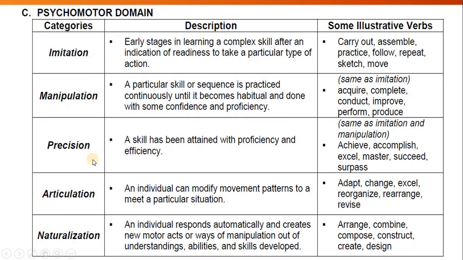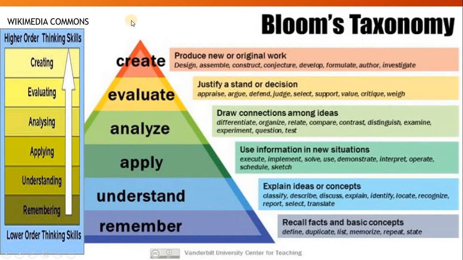Psychomotor domain. So these are your categories: imitation, manipulation, precision, articulation, and naturalization. These are some illustrative verbs that you could use. These are all measurable, and these are the descriptions. This one is the revised Bloom's taxonomy. Ito na yung ginagamit natin ngayon. It's actually in verb form. Nag-end siya now in -ing. Ito yung noun form niya. Ito yung verb form niya, but we normally use this already.